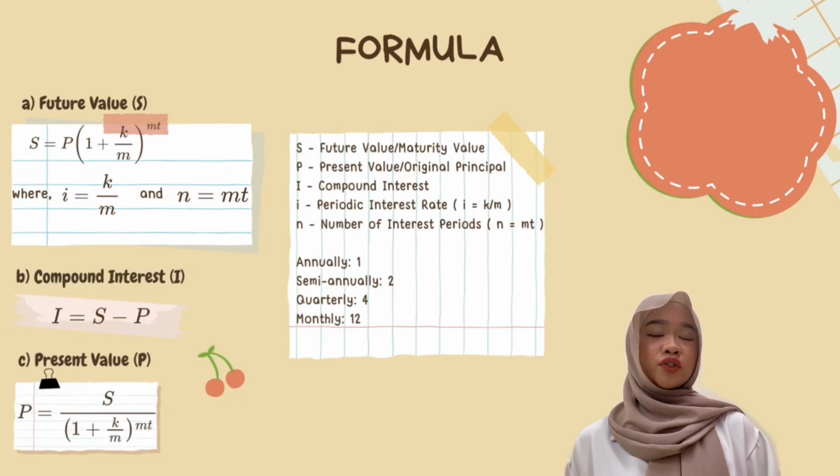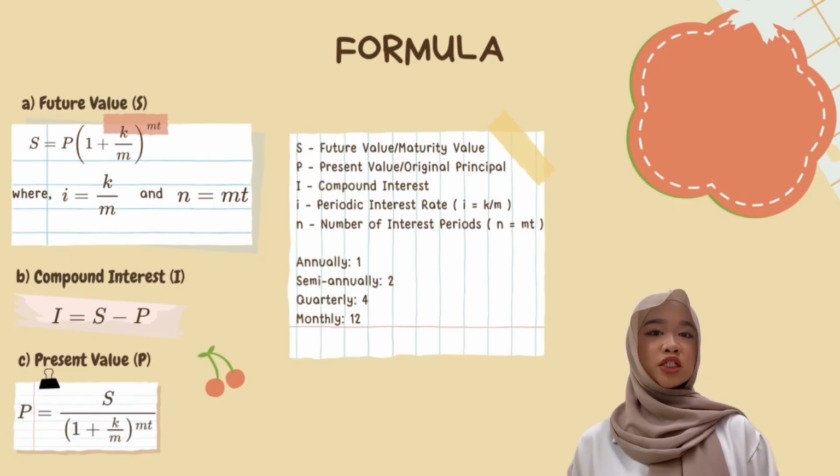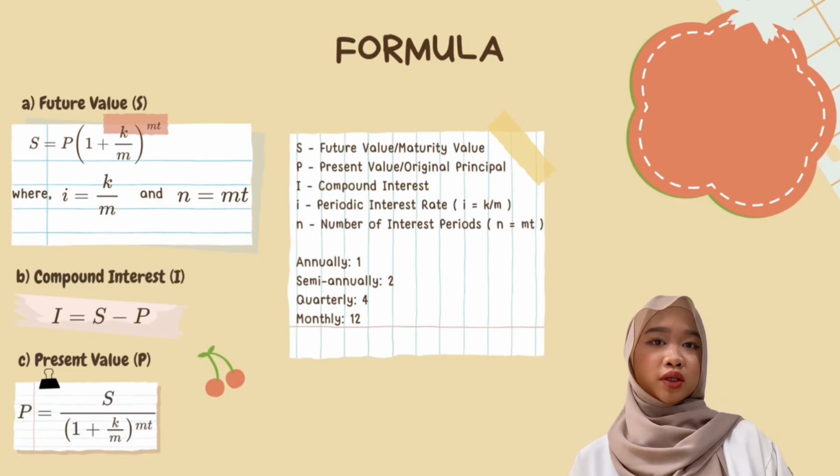Once we have the future value S, we can find the total interest earned with I equals S minus P. If we want to know how much we need to invest now to reach a certain amount in the future, we use P equals S over (1 plus K over M) to the power of MT. These formulas help us to understand how much money grows over time through compound interest.